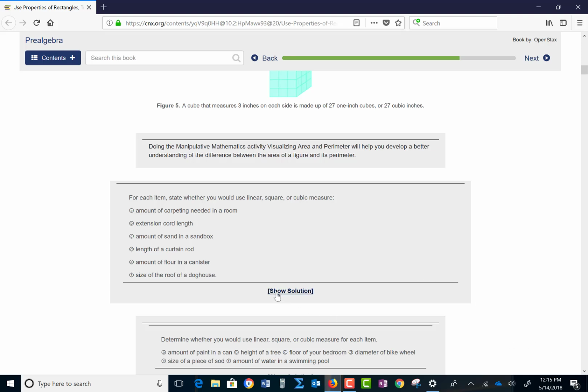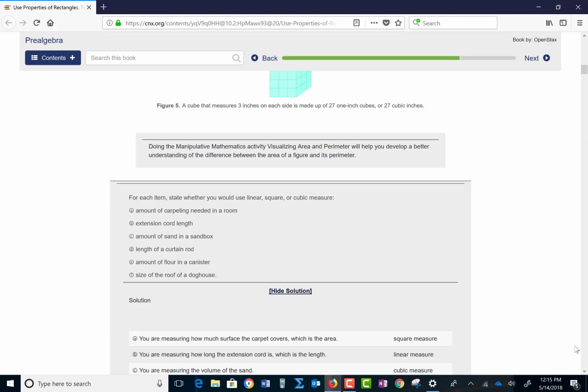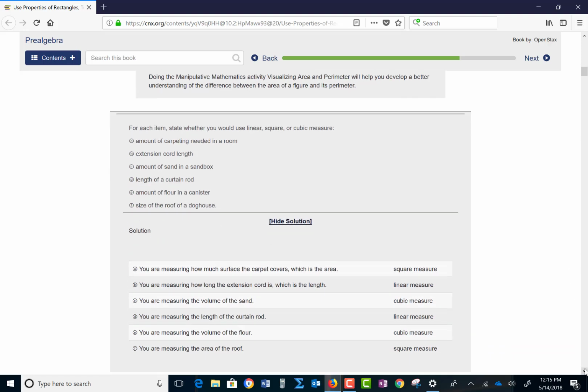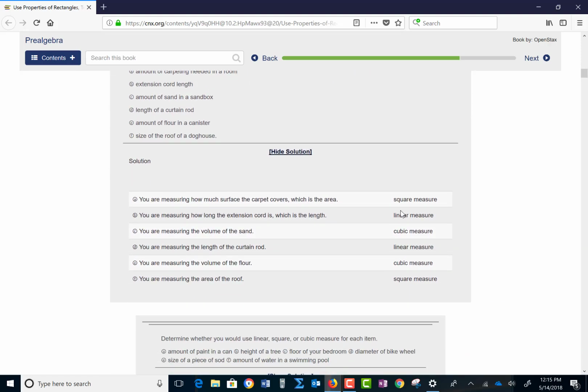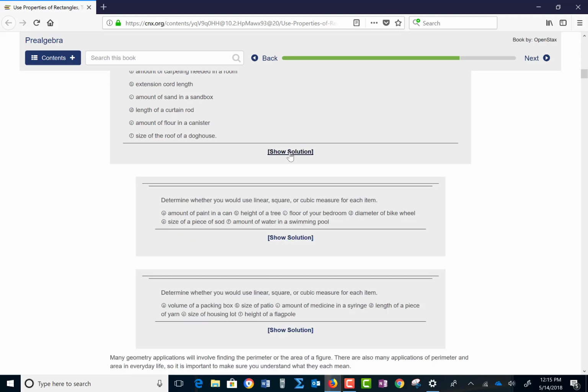If you scroll down in your book, and this is another reason that I like for you to have the book open while you're watching the video, if you click on show the solution for each example, it actually tells you the answer out beside it. So that's a nice little feature of this book that you would have. So here's another example problem. It says determine whether you would use linear, square, or cubic measure for each item. The amount of paint in a can.